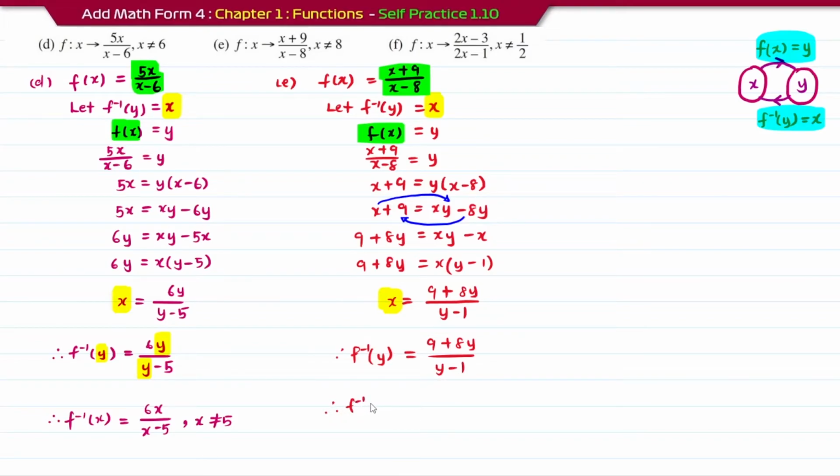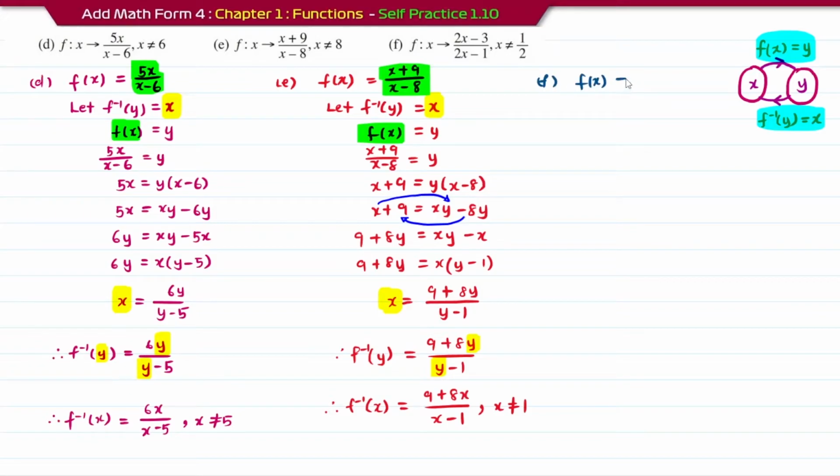Now, to write the answer of the inverse of f of x, we're going to replace the y here with the letter x. So in this case, our x cannot be equal to 1. So now we're going to move to question F.